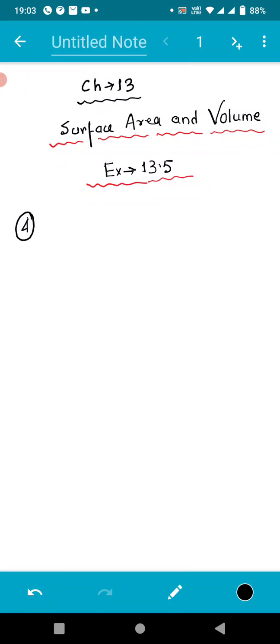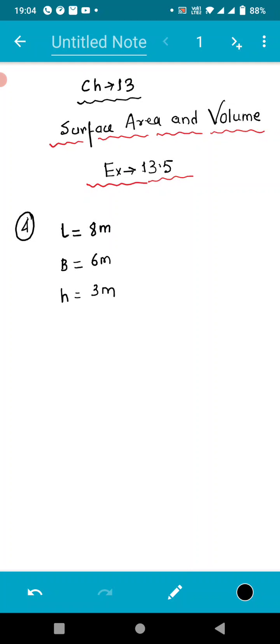Okay, so there is one cuboidal pit whose length is given, students. So length is given 8-meter, breadth is given 6-meter, and depth means height is given 3-meter.